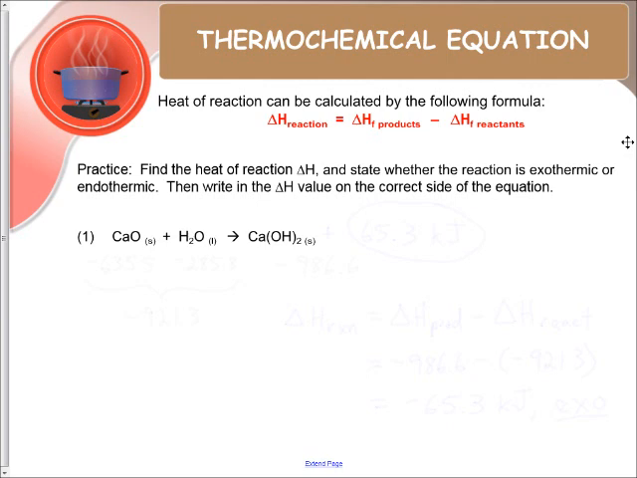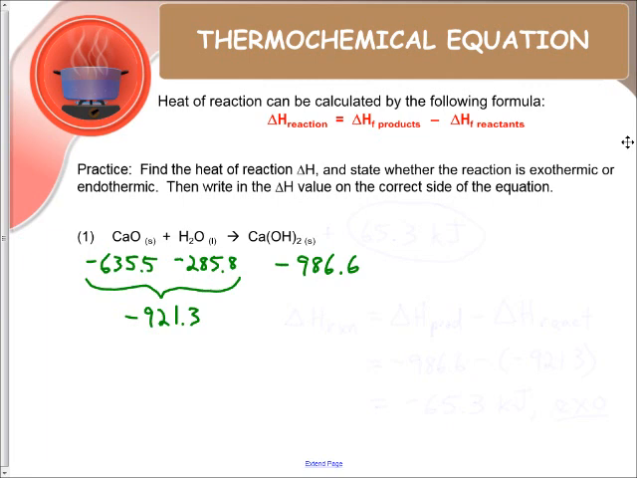So the first thing we're going to do is look up what calcium oxide is at the back of our notes. It is minus 635.5, and we're going to look up water, which is minus 285.8. So let's add those up and see. We get minus 921.3 for our reactant side. Now for our product side, we get minus 986.6.